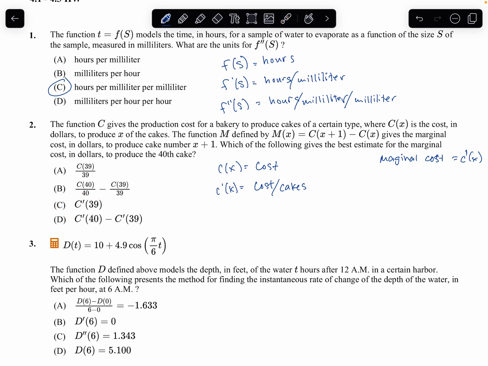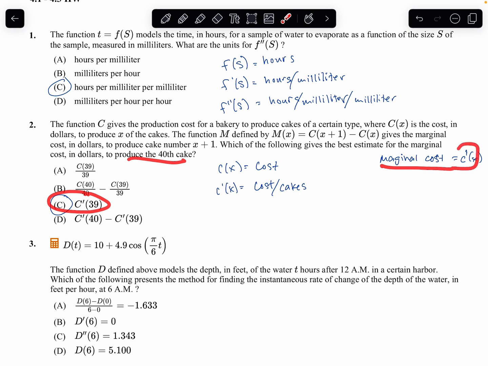C prime of 39 would have to be the answer. It's not going to be this right here. This gives you the difference between c prime. So no, it's not going to be this one right here. It's got to be c prime of 39 to produce the 40th cake.